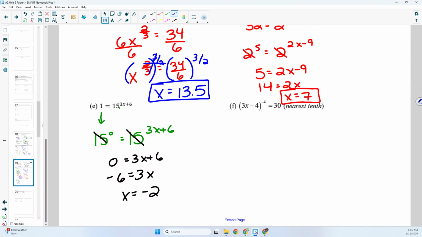So what I'm going to do first, because we have parentheses, I actually need to get rid of the exponent first. We're going to use the negative 1/4 power. That will cancel the exponent. So if I type 30 to the negative 1/4 in my calculator, I get approximately 0.43.